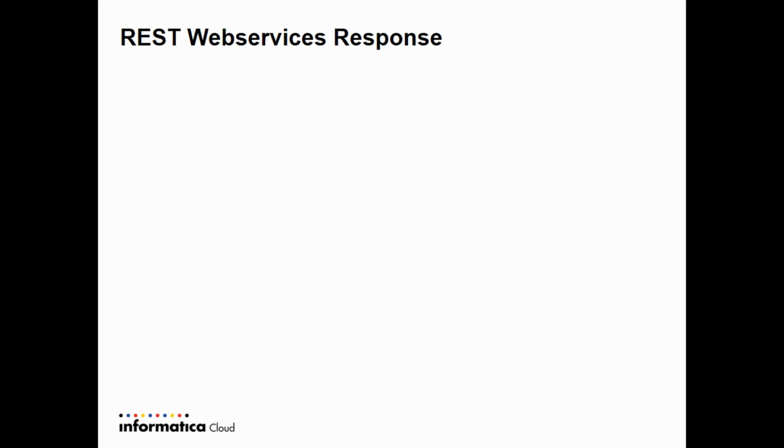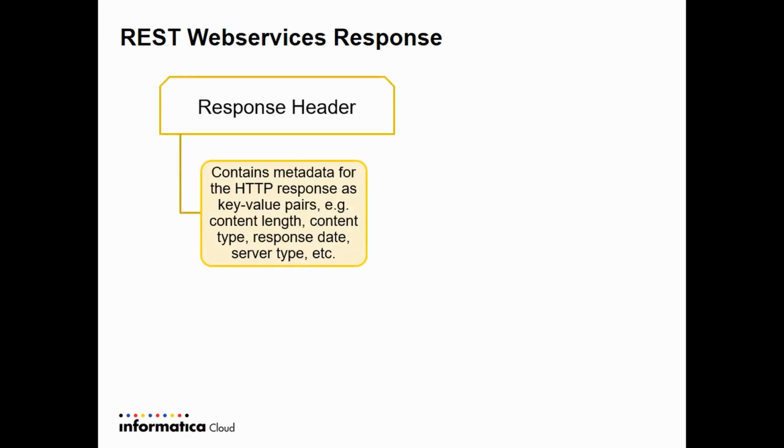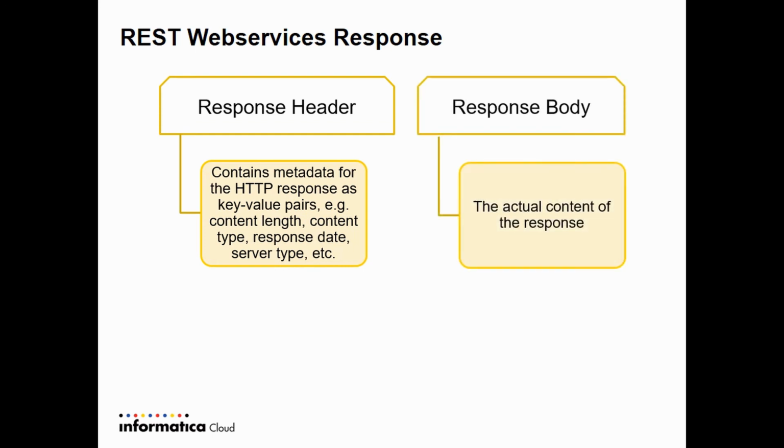Let us now discuss the details of the REST Web Service response. The REST Web Service response is an HTTP response containing two parts: response header, which contains the metadata for the HTTP response message as the key value pairs. For example, content length, content type, response date, server type, etc. Response body, which is the actual content of the response message. This message can be in XML or JSON format, JSON being the most common type of format.